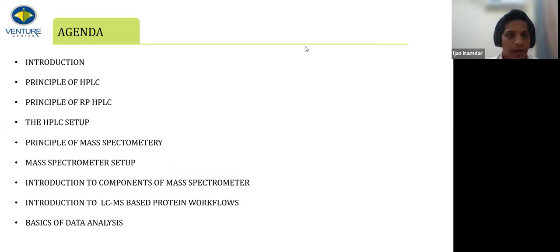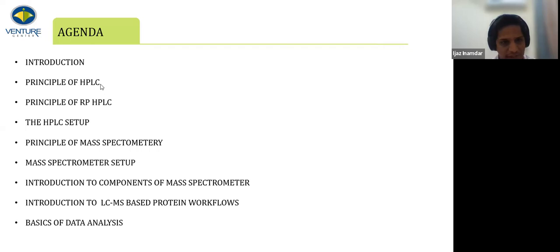This is the agenda for today's session. We'll start with the introduction. One thing I would like to mention is that when an analytical scientist talks about mass spec, he or she is invariably referring to an LCMS setup, meaning an LC is connected to the mass spec. That's by default. Today also, if I'm referring to a mass spec, it means I have an LC connected to it. So we'll start with the LC part.